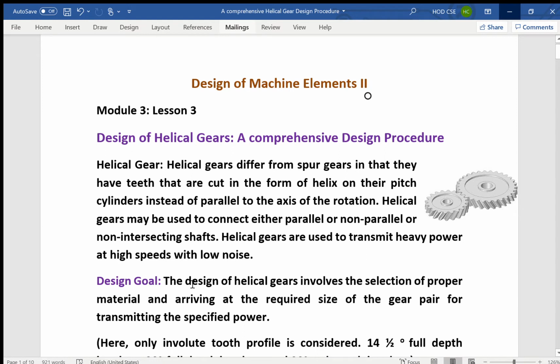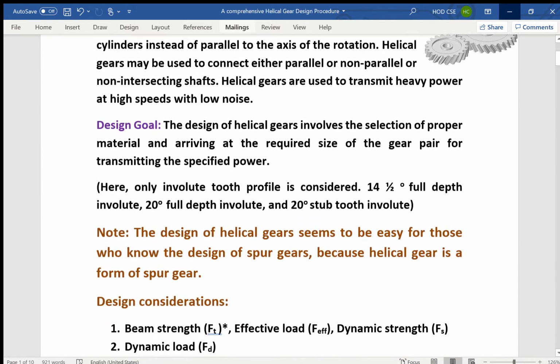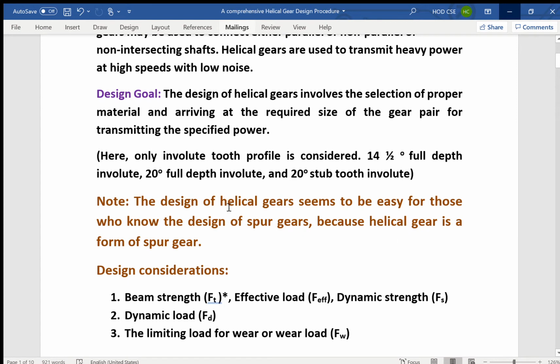Design goal. The design of helical gears involves the selection of proper material and arriving at the required size of the gear pair for transmitting the specified power. Here only involute tooth profile is considered, that is 14.5 degree full depth involute, 20 degree full depth involute and 20 degree stub tooth involute. Note, the design of helical gears seems to be easy for those who know the design of spur gears because a helical gear is a form of spur gear.